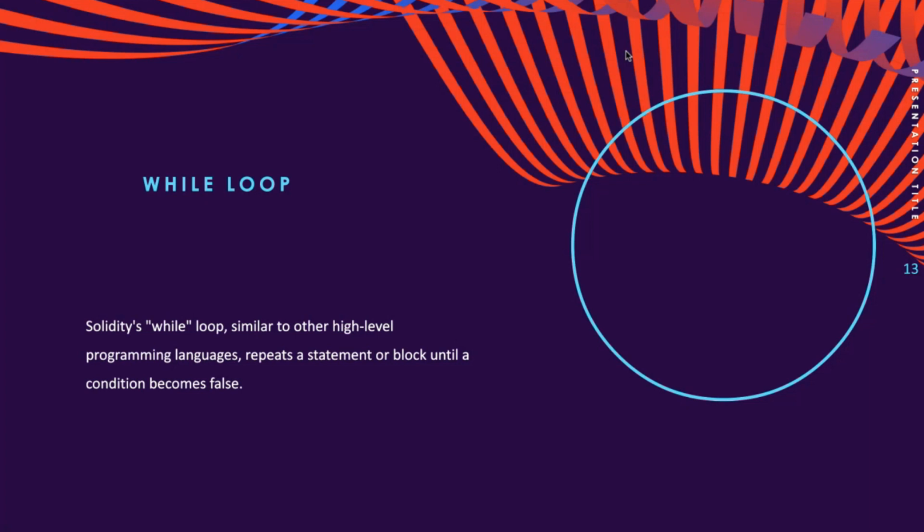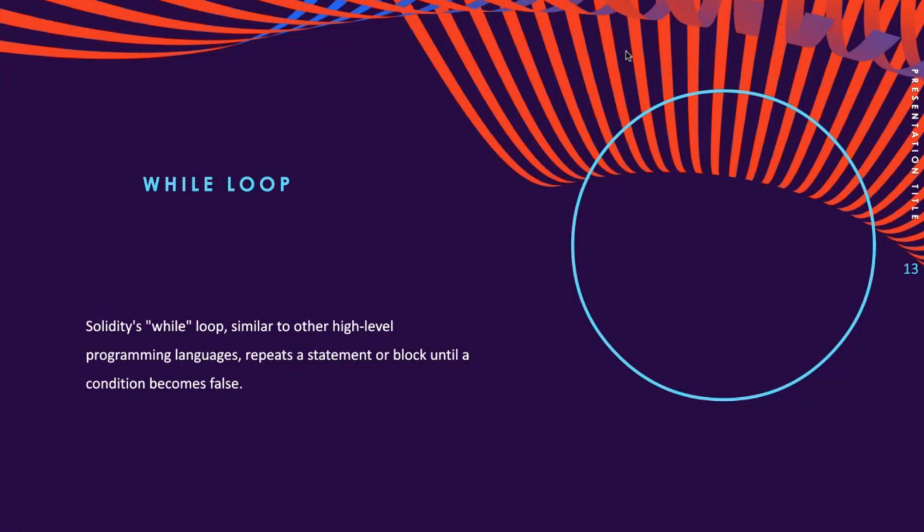One of them is while. The while loop is a fundamental concept in Solidity programming used to repeat a statement, or a block of statements, while a certain condition holds true, and then stop when the condition becomes false. Its syntax comprises a condition that is checked before each iteration, and a statement or block of code that is executed if the condition is true.